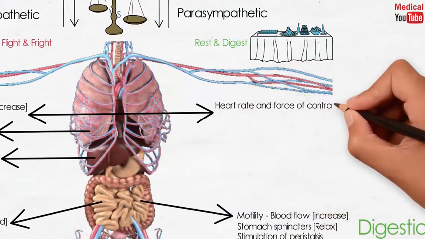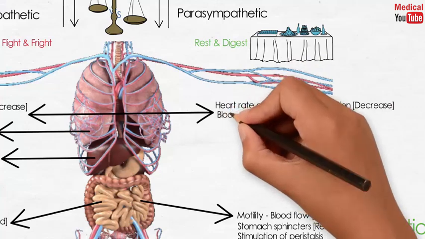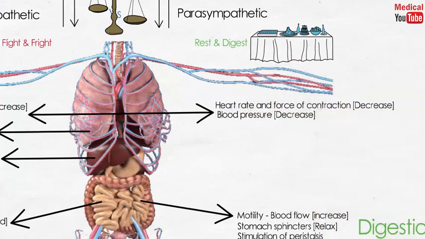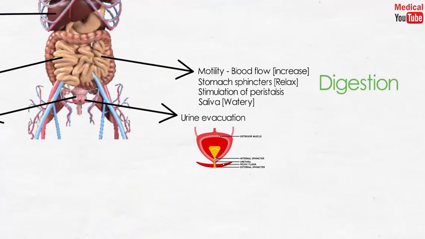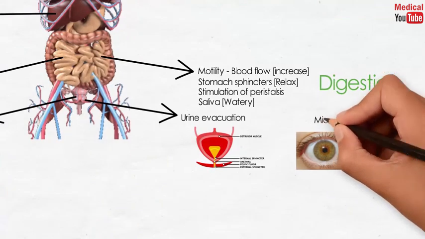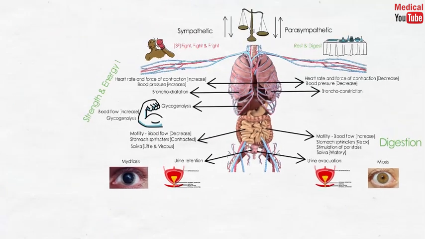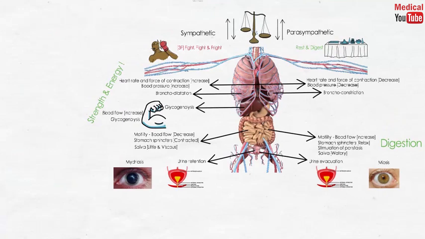Heart rate and contraction decrease. Blood pressure decreases. Bronchoconstriction in the lungs. And the eye pupil gets constricted, which is known as miosis. I think now you get it. The parasympathetic actions completely oppose the sympathetic actions.